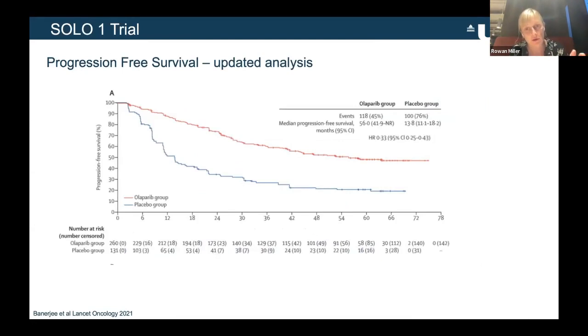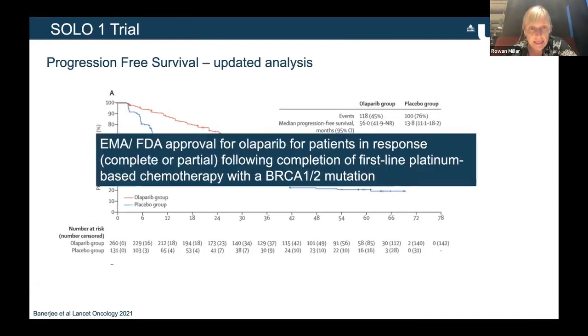And when we looked at the longer follow-up, you can see that in the olaparib group, the median progression-free survival was 56 months, so over 4.5 years, compared to 13.8 months with placebo. So you're improving progression-free survival by 3 years, which I'm not aware of any other trial where they showed such a great magnitude of benefit. And then on the basis of this, EMA and FDA approved olaparib for patients who'd responded to first-line chemotherapy and who had a BRCA mutation.